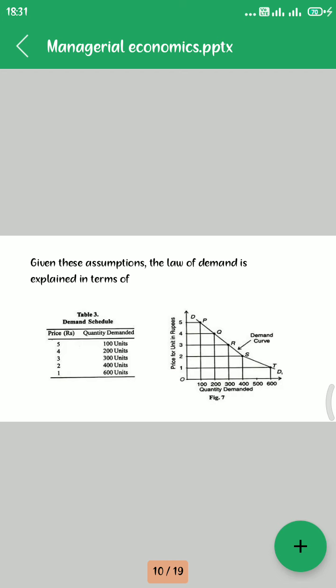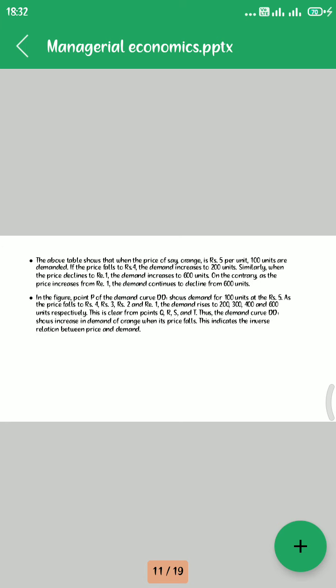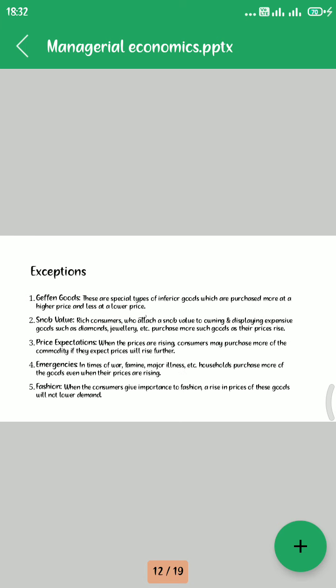Exceptions to the law of demand. First, Giffen goods. These are special types of goods which are purchased more at a higher price and less at a lower price. Second, snob value. Rich consumers who attach snob value to owning and displaying expensive goods such as diamond jewelry, etc., purchase more of such goods as their price rises.